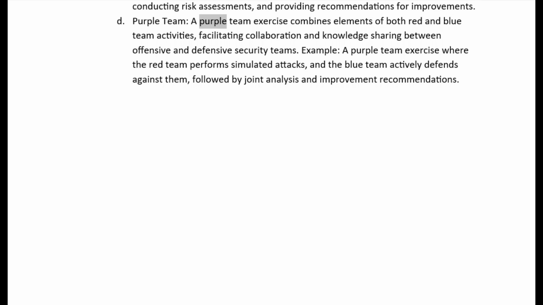Purple Team. A purple team exercise combines elements of both red and blue team activities, facilitating collaboration and knowledge sharing between offensive and defensive security teams. Example, a purple team exercise where the red team performs simulated attacks, and the blue team actively defends against them, followed by joint analysis and improvement recommendations.